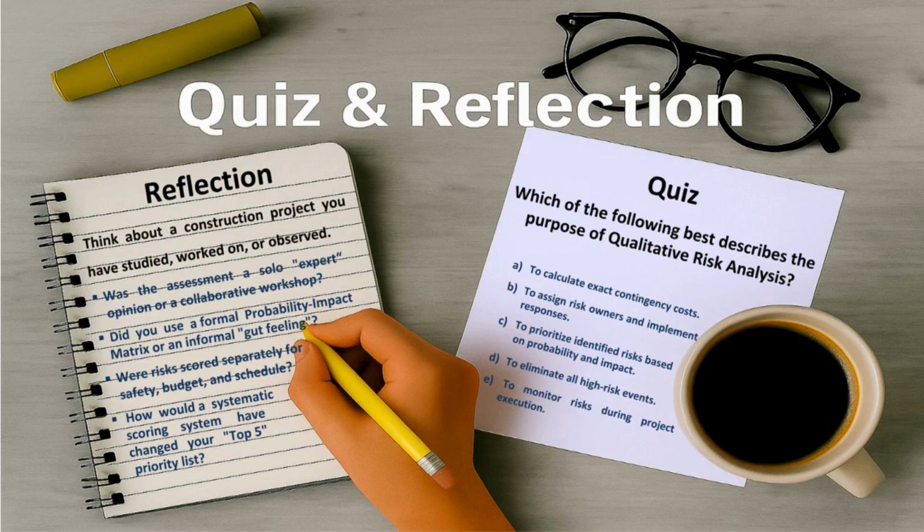Which of the following best describes the purpose of qualitative risk analysis? A. To calculate exact contingency costs? B. To assign risk owners and implement responses? C. To prioritize identified risks based on their probability and impact? D. To eliminate all high-risk events? E. To monitor risks during project execution?